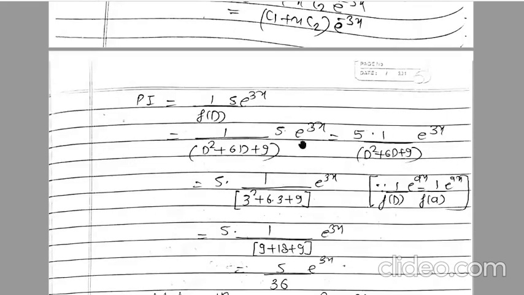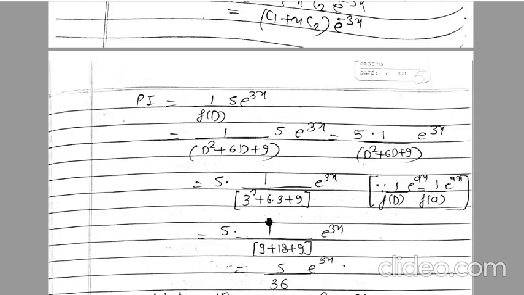So you can see here PI is equal to 1 upon f(D) into R, where R means the right hand side. So the right hand side is e to the power 5x. Okay, there is a mistake here: it is e to the power 3x. Whatever it is, the method will be the same. So 1 upon f(D) times 5 into e to the power 3x, that is 1 upon D square plus 6D plus 9 times 5 into e to the power 3x. So 5 is outside, take it outside, and put D is equal to 3 here. So we are applying this case, case 1 for the particular integral.